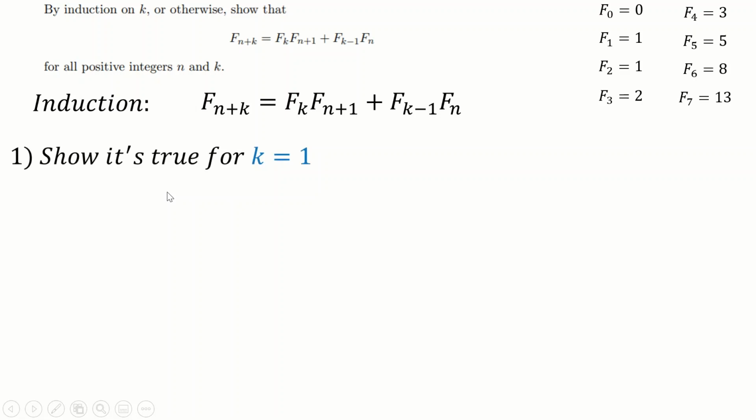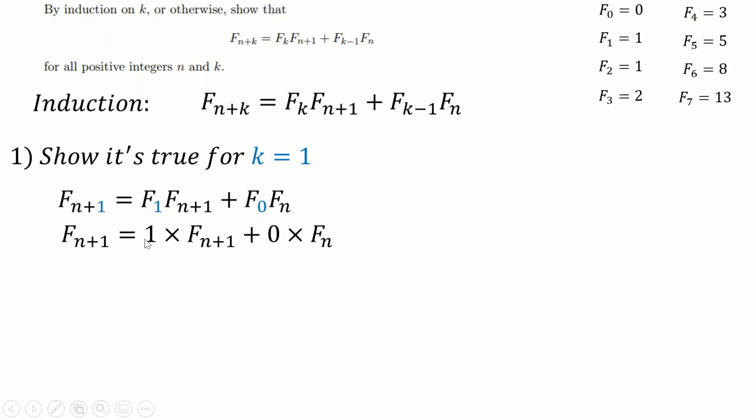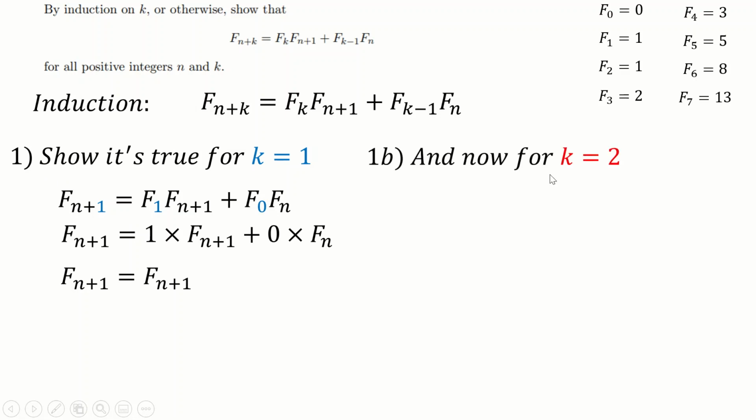Now the first step, like I said, is to show that it's true for k is 1. So I'm going to put k as 1 into here, and this is just the same as what I just did. It turns out to be 1 lot of that and 0 lots of that, so you just get this. So that's good. But now I'm going to do part 1b. Now I'm going to show it's true for k is 2.